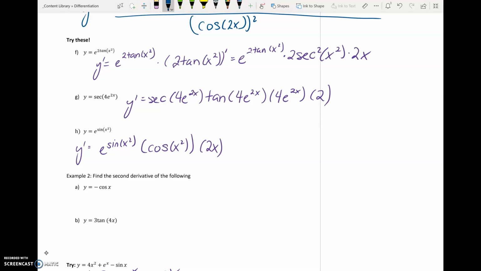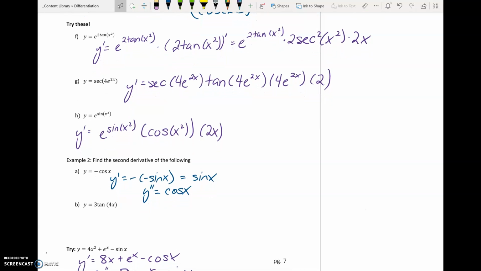Let's try finding the second derivative of a and b. So second derivative just means you're going to take the derivative twice. So you're going to find y prime and then find y double prime after. The derivative of cos is negative sine x, which is positive sine x. Then we'll take the derivative again, because we're looking for the second derivative. Derivative of sine x is cos x. So we're just using what we had from y prime to find y double prime.